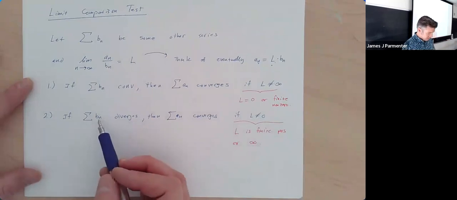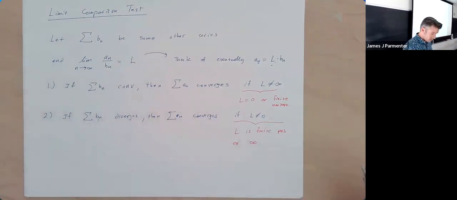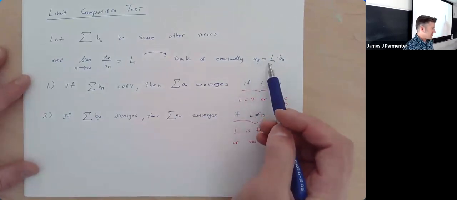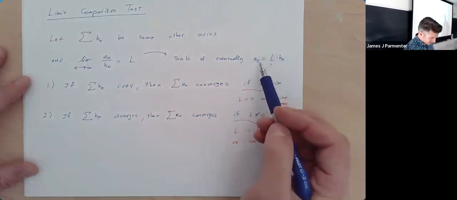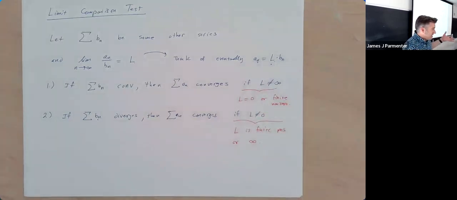Here we're saying the bottom series is divergent, so it's getting probably infinitely large. If a sub n is something times that, as long as it's a positive finite number times it or an infinite number times it, it's still going to blow up to infinity. But if your limit is 0, 0 times something that's infinitely large is one of those indeterminate forms, like in L'Hopital's rule, where we don't know for sure what's going to happen.